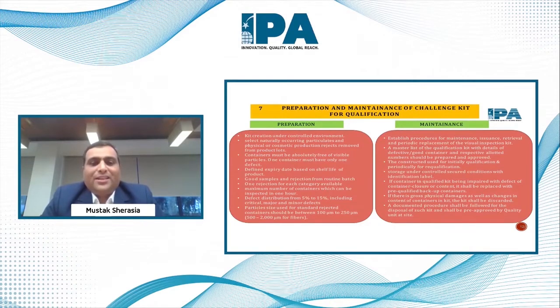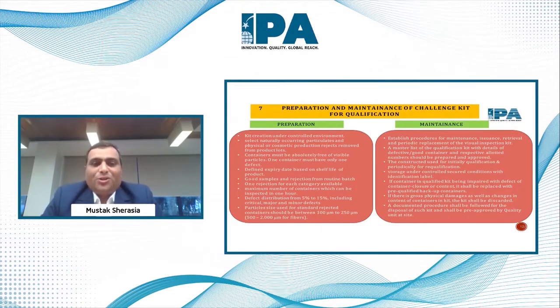It should not be that you have only minor defects in the kits and the inspectors are qualified. So it has to be equally distributed, and that criteria we have provided in detail in the guidelines. This practice is used specifically for particle sizes ranging from 100 micron to 250 micrometers, and fibers that may range from 500 to 2000 fibers.